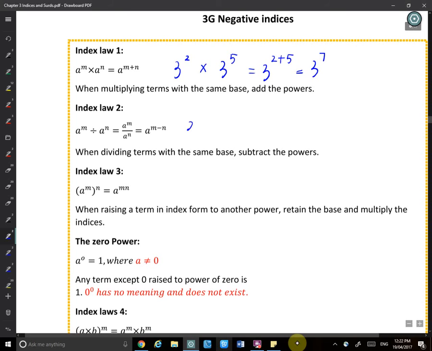Same if you divide them, you subtract the power. So 2 to the power of 5 divided by 2 to the power of 3 equals, same base, different power, you divide, you subtract the power. That gives you 2 to the power of 2.